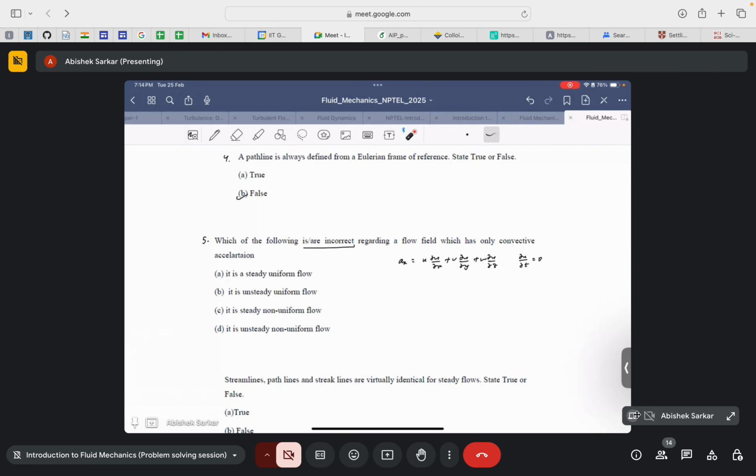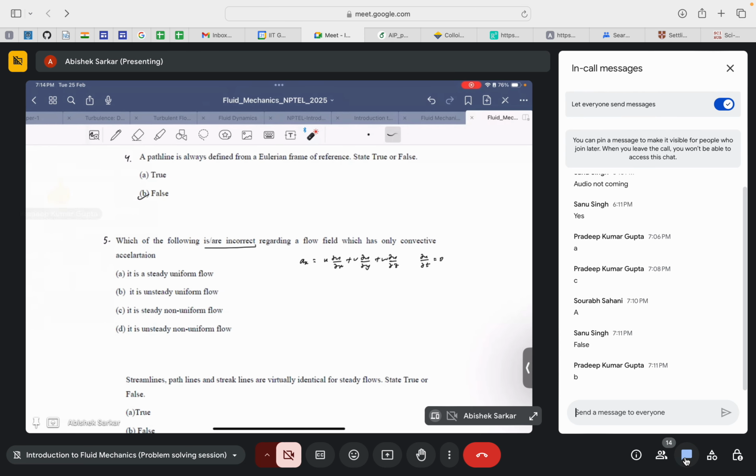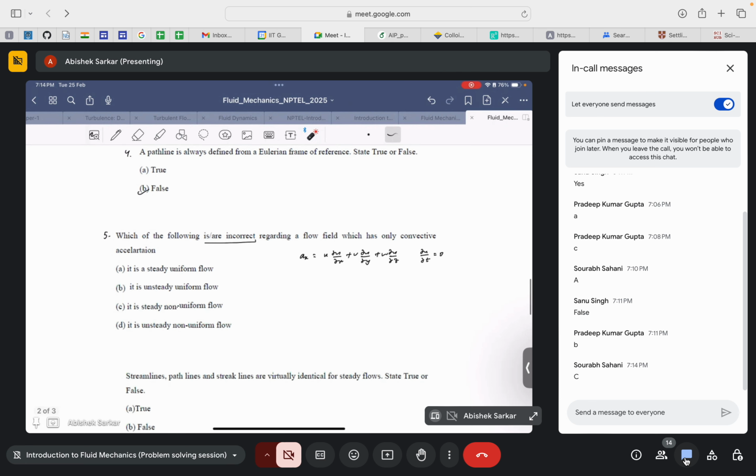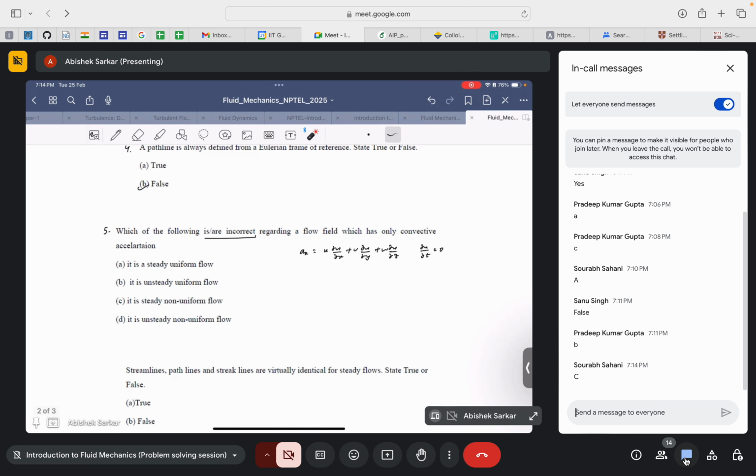So is the screen visible? Okay, Saurabh, thanks Pradeep. Yes, so you can try it out. It's quite simple actually. It's just a method of elimination. Let me give you one hint. Let us consider the first case: it is a steady uniform flow. It might be steady because dou u by dou t is 0. So the first statement is correct.